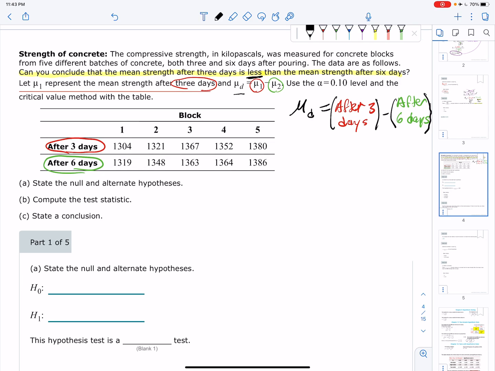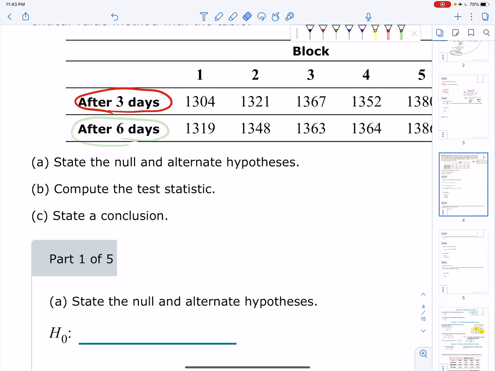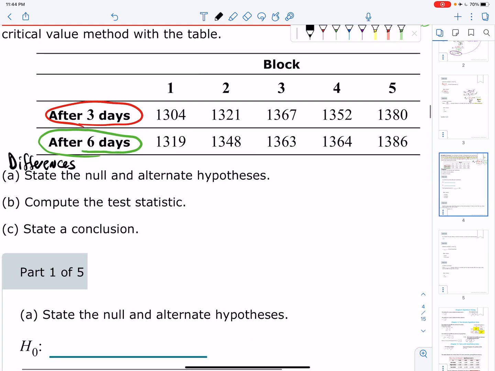So remember, let's do it early on this time, now that we know what we're doing. I wish once again that I gave this a little more space. I was supposed to do some editing with this, but it didn't happen. Anyways, differences. Let's find our differences, defined over here as after 3 days minus after 6 days. So we just have to do this subtraction. I've got 1304 minus 1,319, so this is going to be negative 15. The difference of the next is negative 27. The next is 4. Then negative 12, and negative 6.